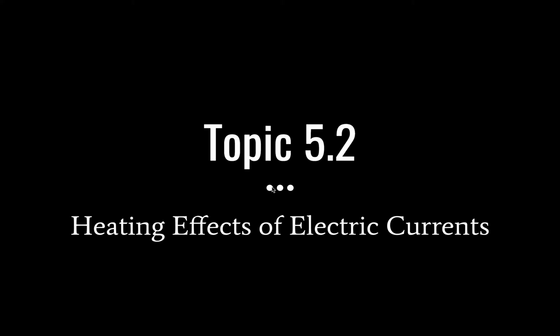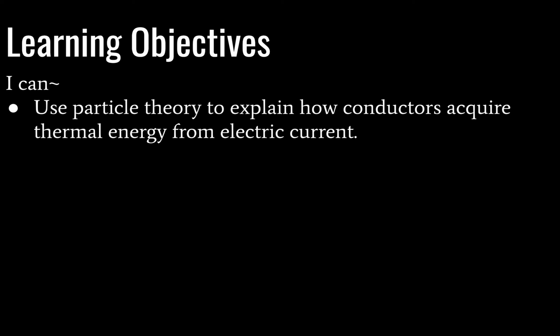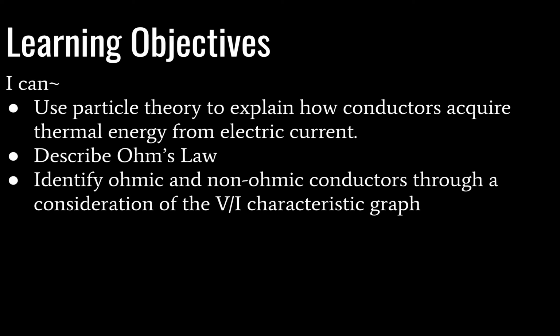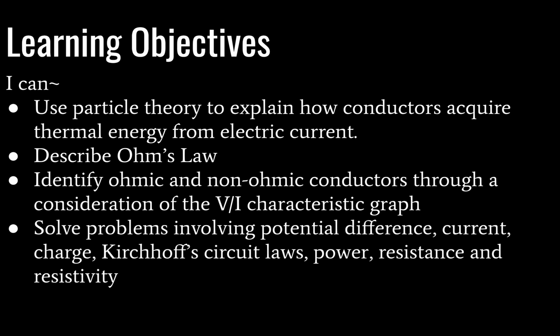Today we're going to talk about topic 5.2 involving the heating effects of electric currents. Our learning objectives. By the end of this lesson, you will be able to use particle theory to explain how conductors acquire thermal energy from electrical current. You will be able to describe Ohm's law, very important stuff for electricity. You will also be able to identify ohmic and non-ohmic conductors through consideration of the characteristic voltage versus current graph. Finally, you will be able to solve problems involving potential difference, current, charge, Kirchhoff's circuit laws, power, resistance, and resistivity. And some of that stuff will occur via handout and not directly in this lecture.